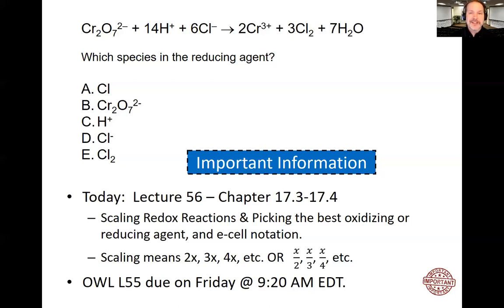Remember, lots going into these things. Got to know the oxidation state of everything, who's oxidizing, who's reducing. We're assuming that you know these things coming into this video. If not, time to go back and review some of those things.